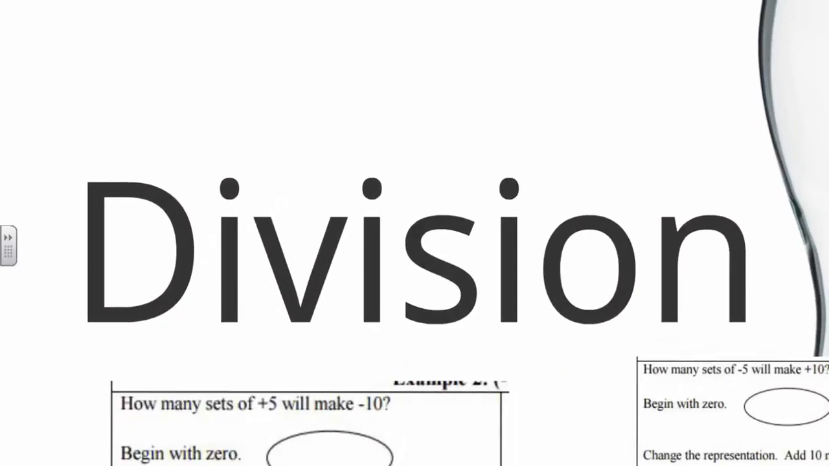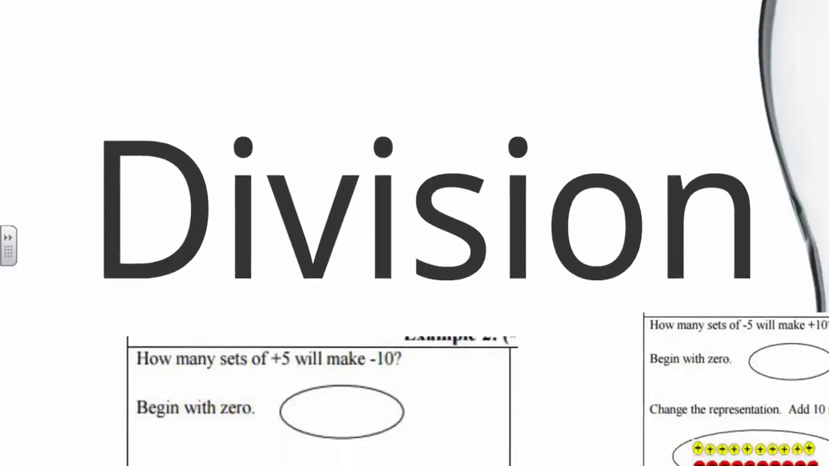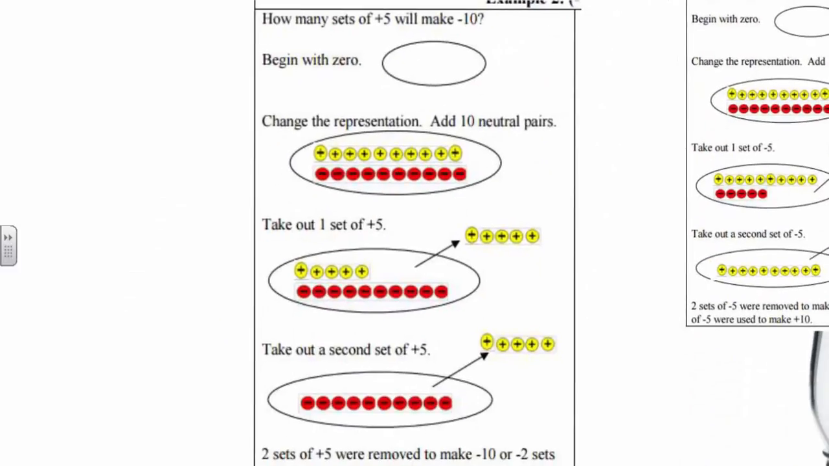With division, we're working backwards from our thinking with multiplication. Instead of being given a certain set of a particular quantity, we must determine how many sets of a given quantity will be equivalent to the total. Notice how we begin with neutral or 0. With this problem of negative 10 divided by 5, we are removing sets of 5 to create negative 10. 5 is removed 2 times.